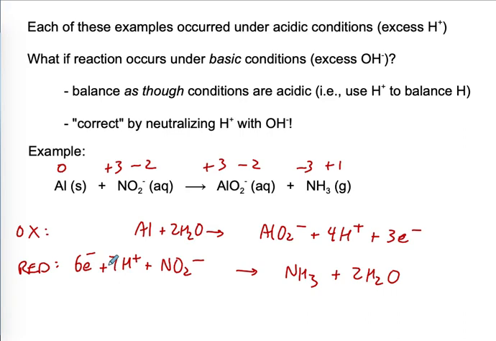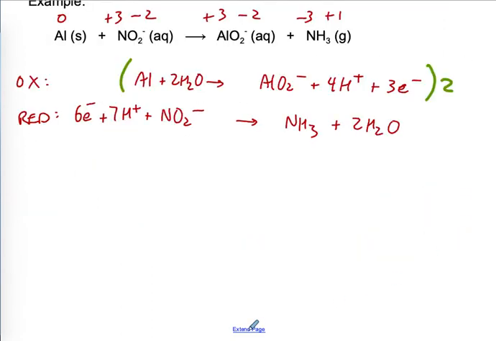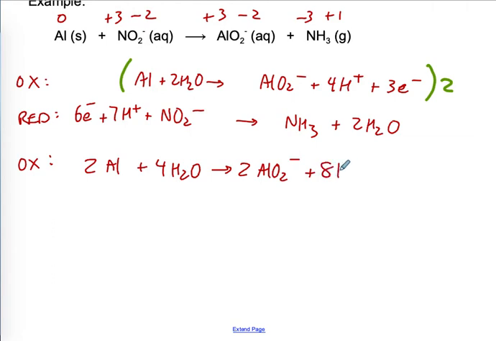Okay? Now, in order to get electrons to cancel, I realize that I only need to multiply the first equation by 2, so that I have 6 electrons being lost in my oxidation. I will again rewrite this. 2 aluminum plus 4 water molecules form 2 aluminate anions plus 8 hydrogen ions plus 6 electrons. I can simply add that to the reduction reaction before, which doesn't need any change.